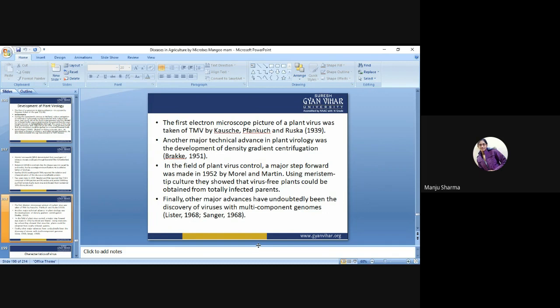So in the field of plant virus control, a major step forward was made in 1952 by Morel and Martin using meristem tip culture. They showed that virus-free plants could be obtained from totally infected parents. Then finally, other major advances have undoubtedly been the discovery of viruses with multi-component genomes, like Lister in 1968 and Sanger in 1968.